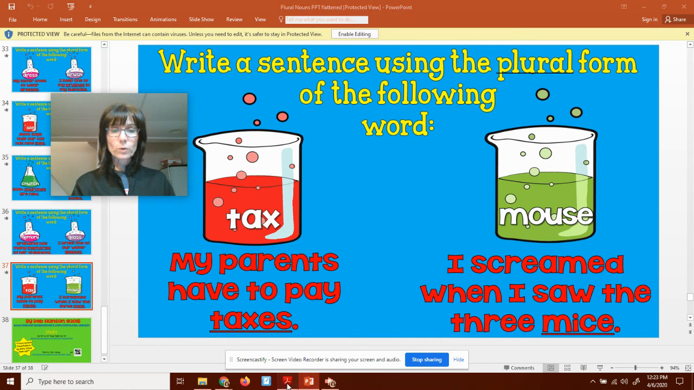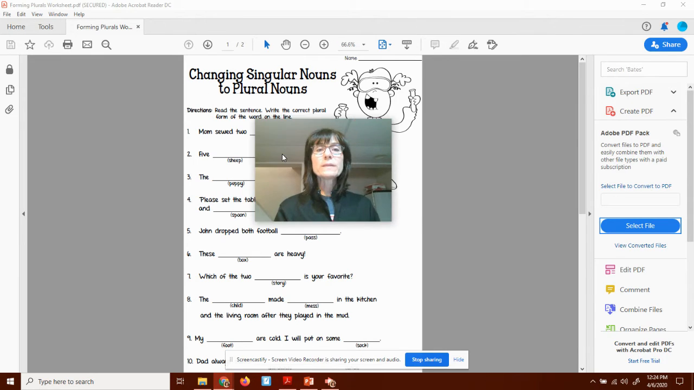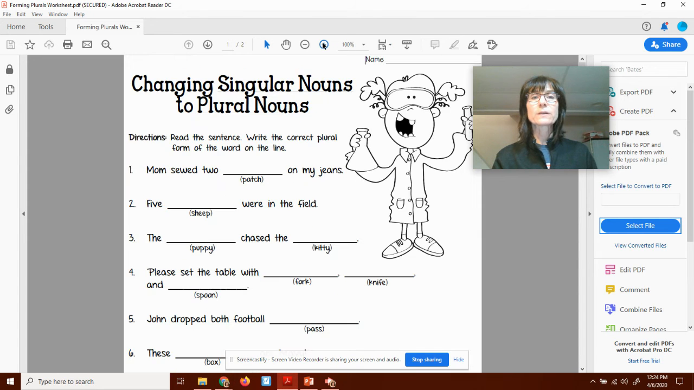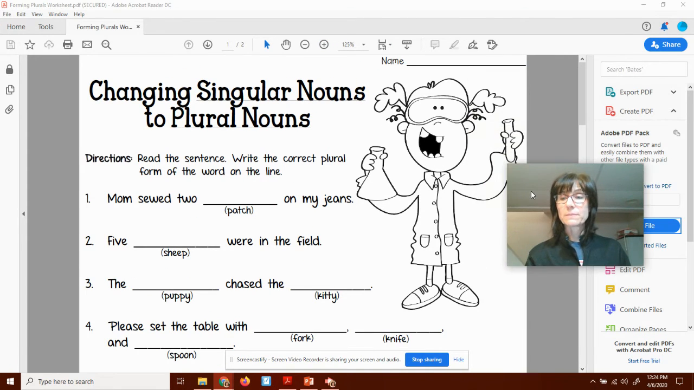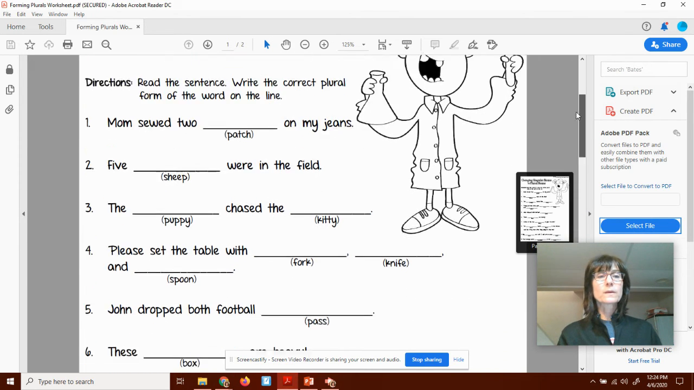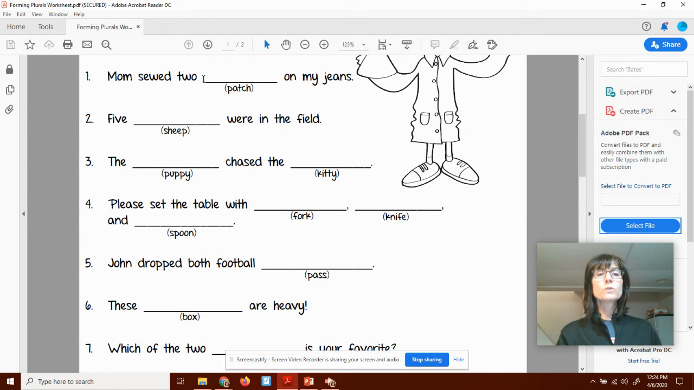Let's go ahead and try a worksheet. With this particular worksheet, let's make it just a little bit bigger for my friends. Drop me over in a corner. And let's see how well we can do on our own. Mom sewed 2 patch, or is it, how do I make more than 1 patch? Immediately when I look at something like this, I see the CH, and I know there's a rule. CH, SH, they're going to be an ES on the end. So this would become patches.